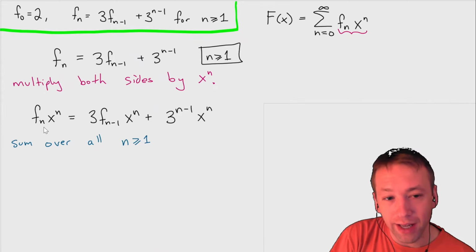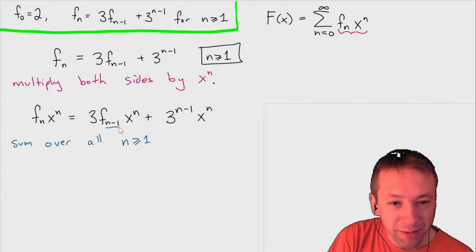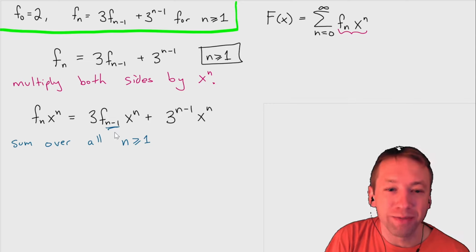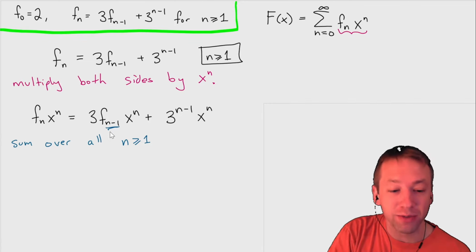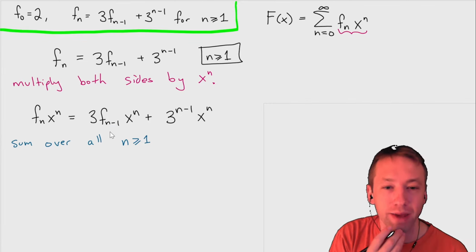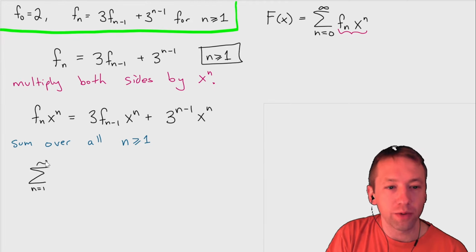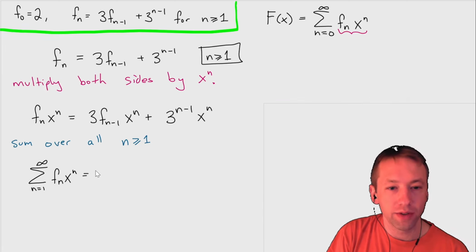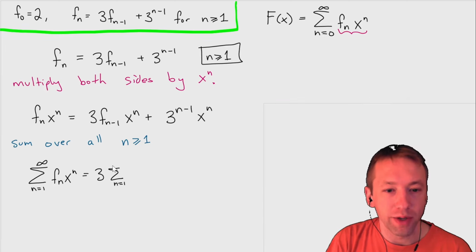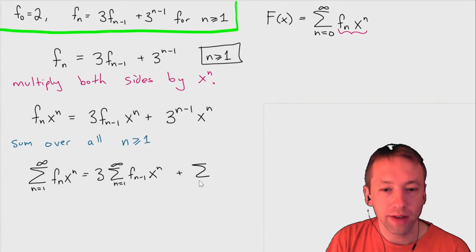In particular, if I let n equals 0, I would have an f_{n-1}, which would be f_{-1}, which doesn't even make any sense. So we sum this over all n at least 1. So the sum from n equals 1 to infinity of f_n x^n equals 3 times the sum from n equals 1 to infinity of f_{n-1} x^n, plus the sum from n equals 1 to infinity of 3^{n-1} x^n.